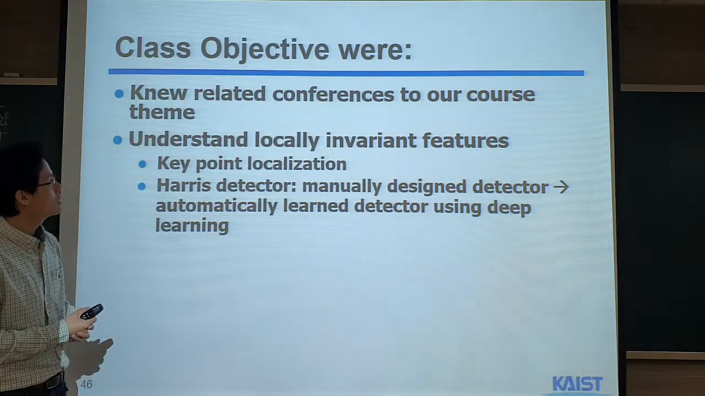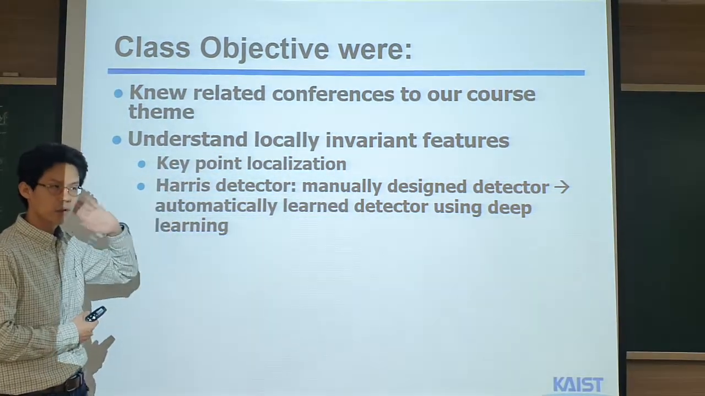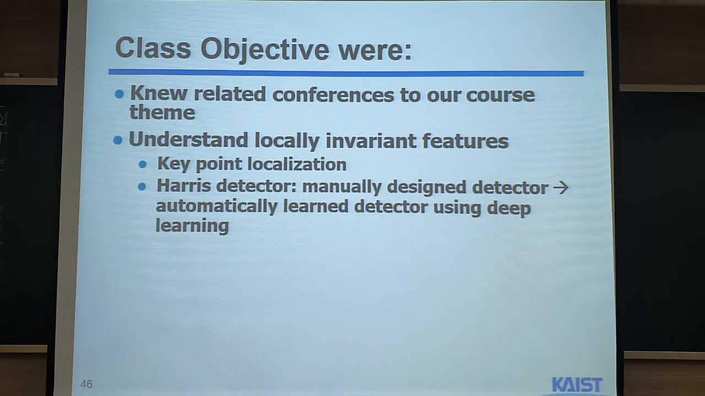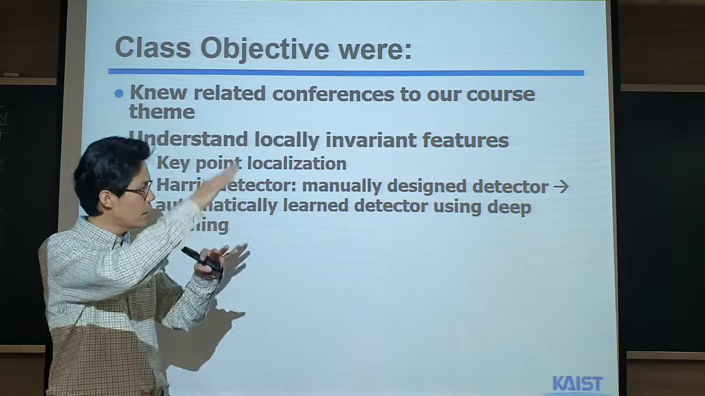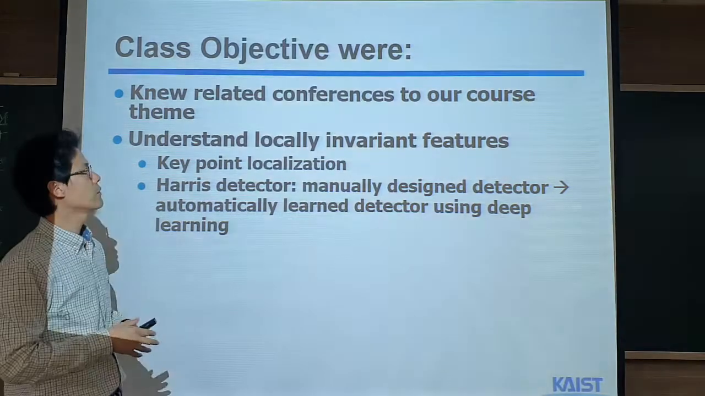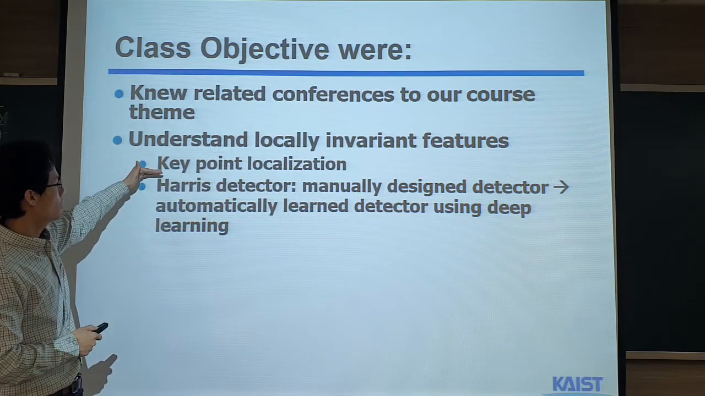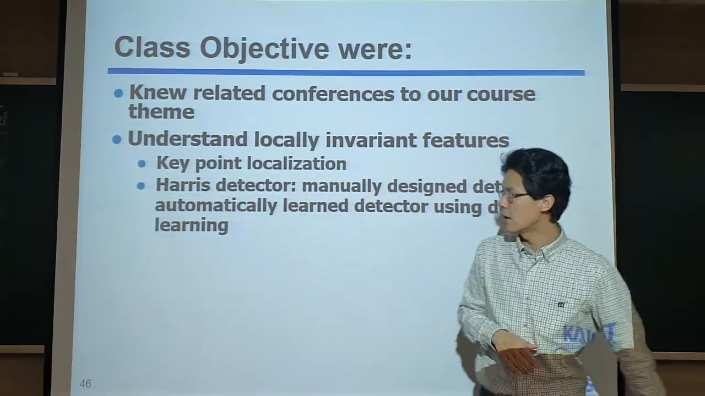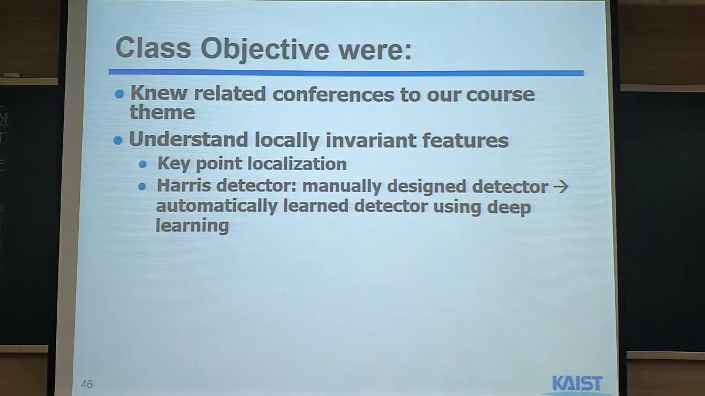I hope you can get to know some of the conferences related to our course theme, so I recommend you look them up. If you go to our course homepage, there are conferences such as CVPR and ICML, which are very well known. If you just Google search, you can find a lot of papers accumulated in their conferences, and that way you can find the papers. I also wish that you understand locally invariant features. We talked about keypoint localization and the Harris corner detector. It is manually designed, but later on, recently, we use automatically learned detectors using deep learning.